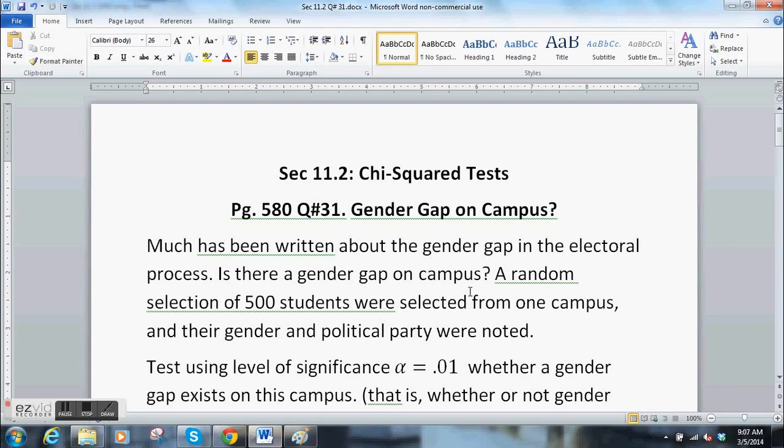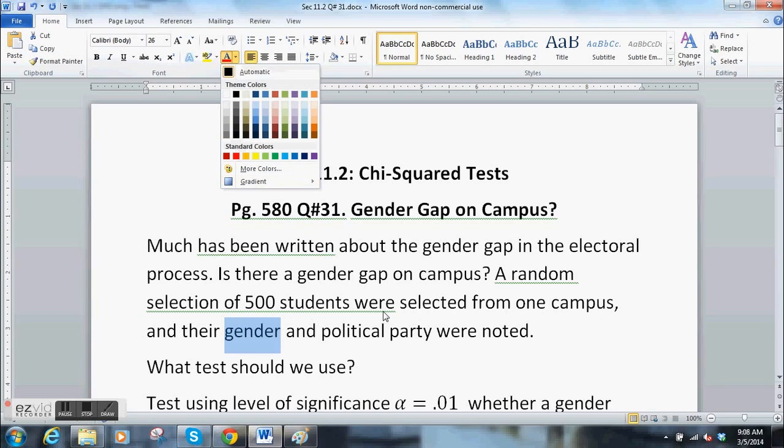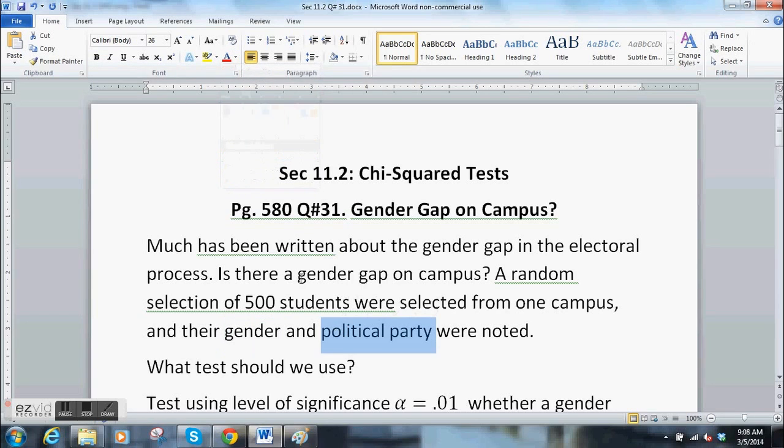It says a random selection of 500 students were selected from one campus and their gender and political party were noted. I'm going to stop here for a second. If this was a question on the final and it said, what test should we use? You would know this was a chi-squared test. How would you know? Because you're looking for a relationship between gender and political party affiliation, right?